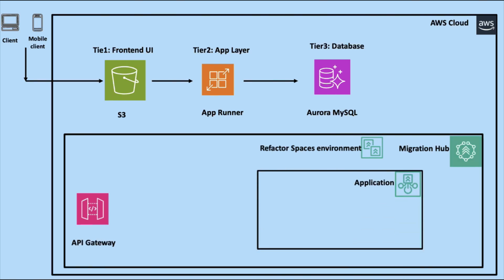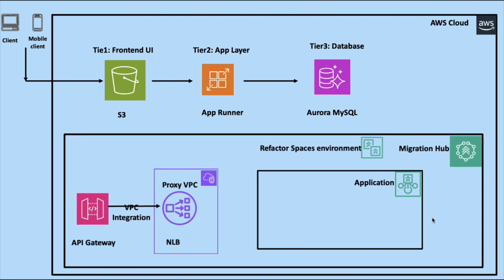Then we will create an application within the environment. When we specify the application, we also need to specify the proxy VPC. The proxy VPC is where the NLB is created by the service. The NLB is used to do the traffic routing to the different microservices, whether they are in the existing monolithic application or the new microservice in the new VPC. So this is how the setup looks when you create an application. The VPC integration is already created between the API gateway and the NLB automatically.